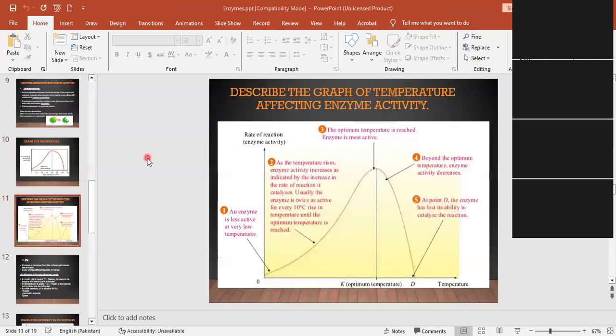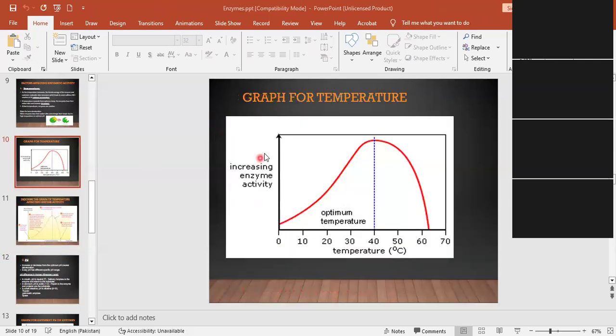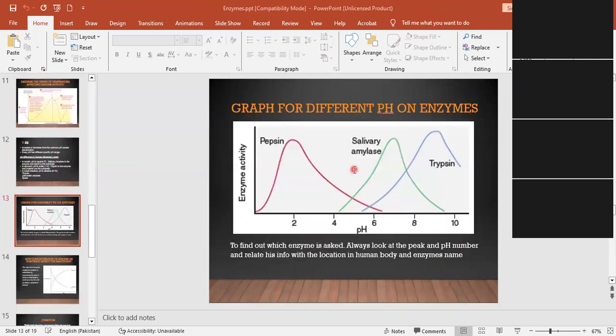ठीक है, this is another graph. You can go through it later on. pH is another factor. pH में क्या है कि इसमें slowly gradually नहीं increase होता. जैसे आप यहाँ पे देखो in the temperature graph, it was starting from 0, slowly gradually it was increasing. In the pH actually what happens, it abruptly increases.